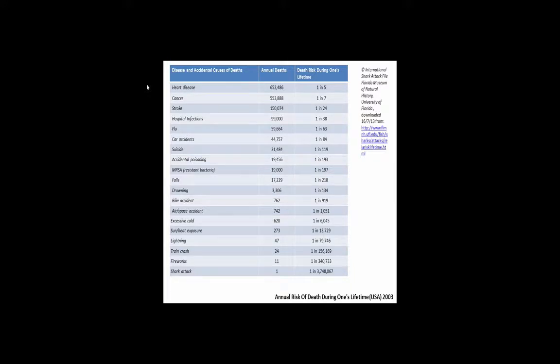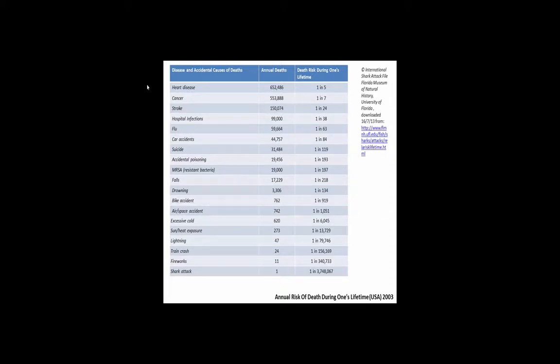This table describes the risks of death for people in the USA in 2003. The lifetime risks in the table are calculated by dividing the USA population in 2003, which was 290,850,005, by the number of deaths, divided by 77.6, which was the life expectancy of a US citizen born in 2003. I haven't been able to find anything more recent quite like this.